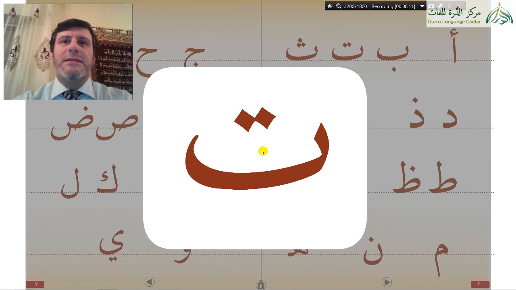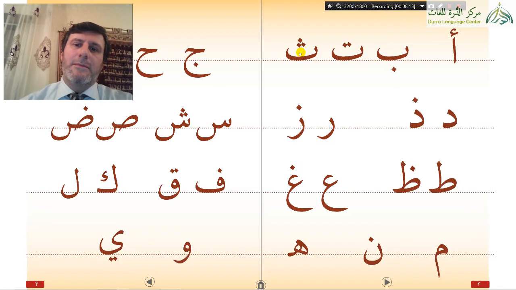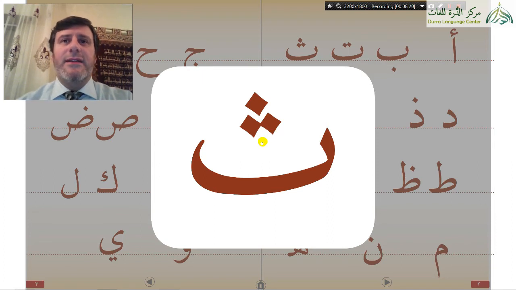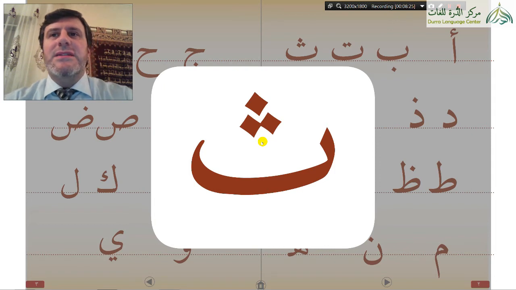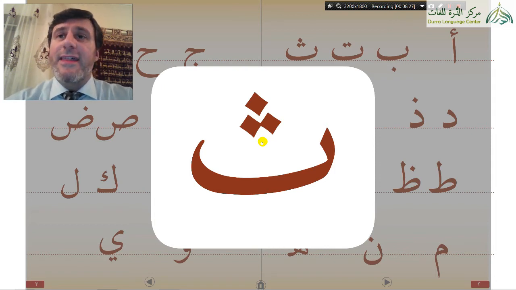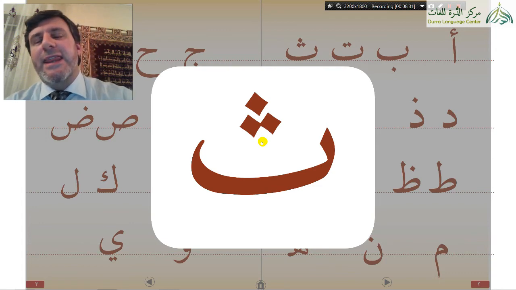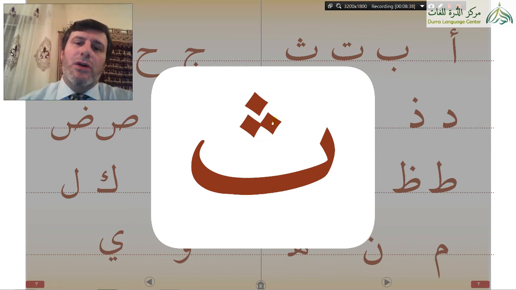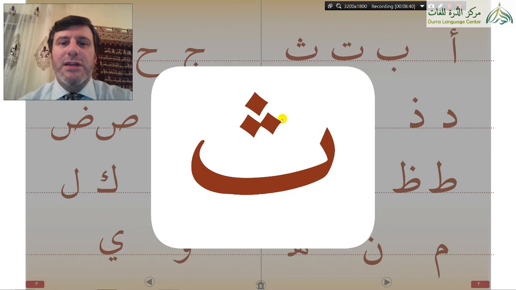The third letter in this family is tha. The letter tha is the third one here in this group, and its sound is tha when the alif comes after. In other cases we say if. It has the same boat shape again, but with 3 dots here over the letter, 3. So 3 for tha, tha, 3.